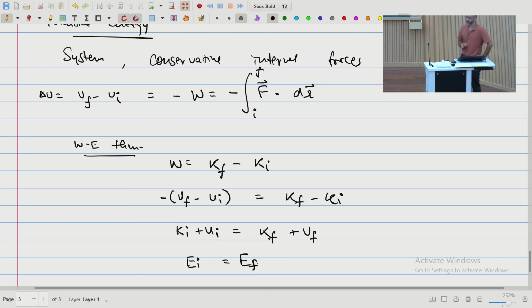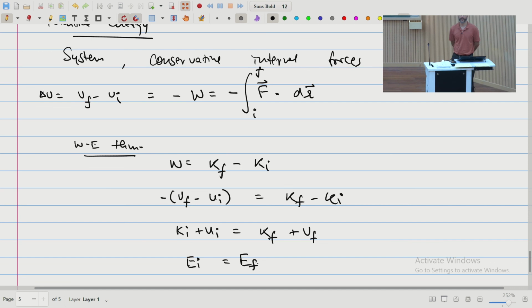That tells us that for this system, the sum of kinetic and potential energies initially is equal to the sum of kinetic and potential energies finally. So we call this sum of kinetic and potential energy the total mechanical energy, in this case capital E, and this is called the conservation of mechanical energy. Now remember, there was no external force acting on the system. It is only acting under internal forces.